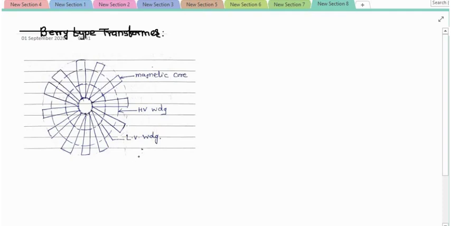So the core is constructed in the Berry type of transformer in such a fashion that its yoke radiates out from the center just like the spokes of a wheel. So the rest of the features are similar to those of the shell type of transformer in this type. Okay. So this is all about the types of the transformer.